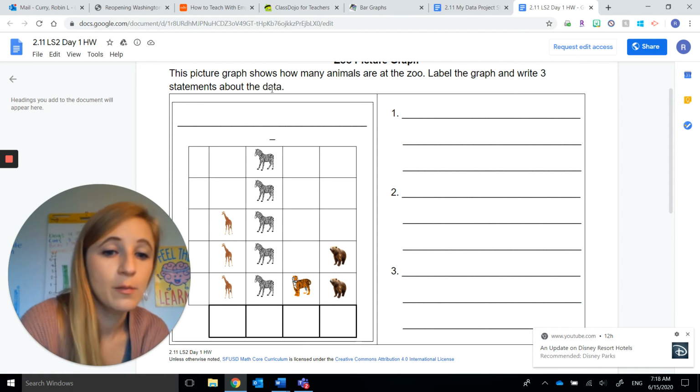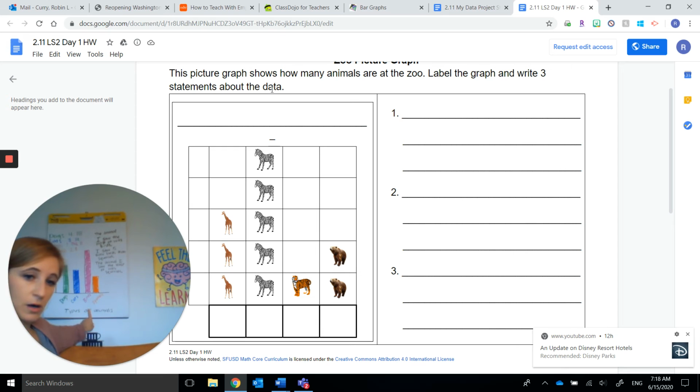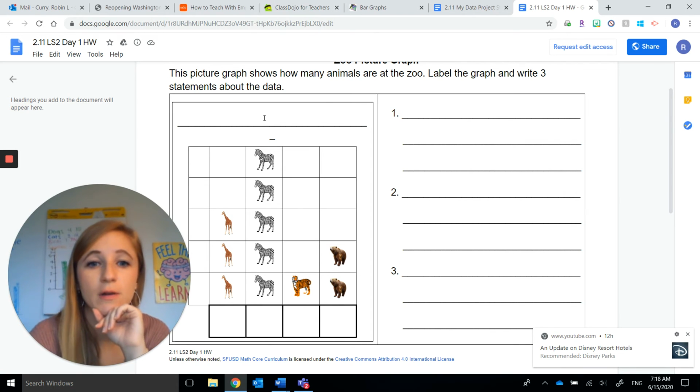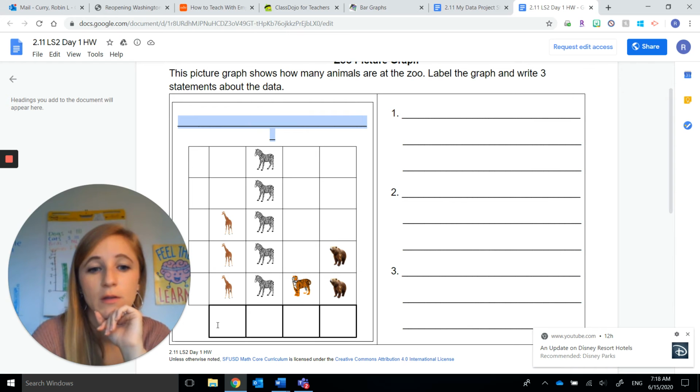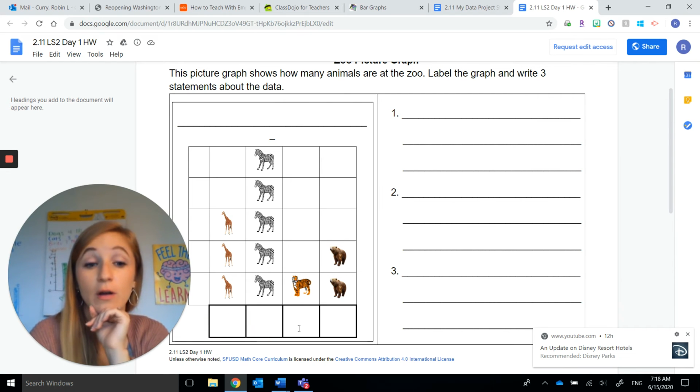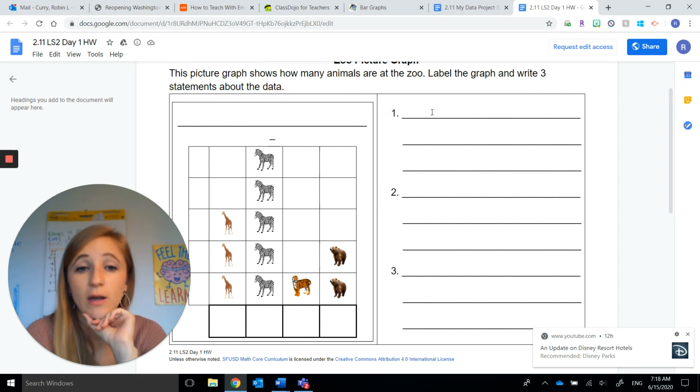We remember the labels on the bottom are the names of the things we're counting, and you might want to put a title or a name for your graph. So when you're doing that, your name of your graph goes up here, the title of your animal or the title of the different things you're measuring goes here. Okay, then over here we're going to have 3 statements about our data.